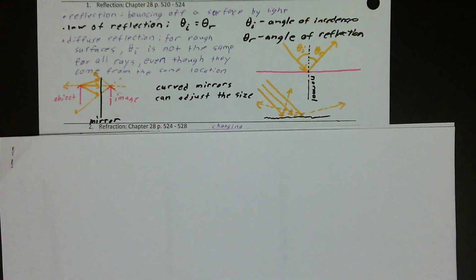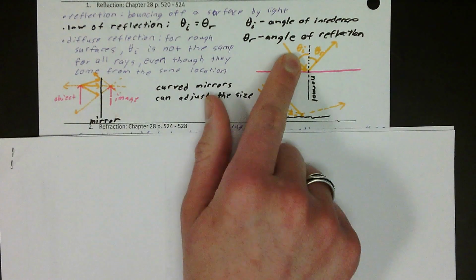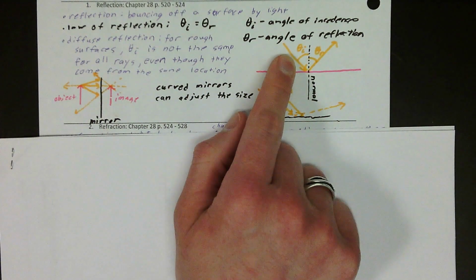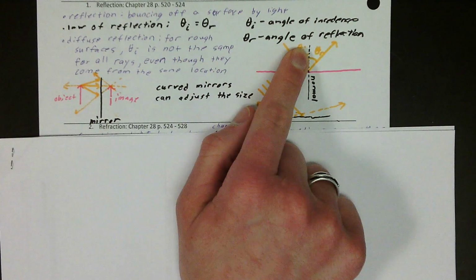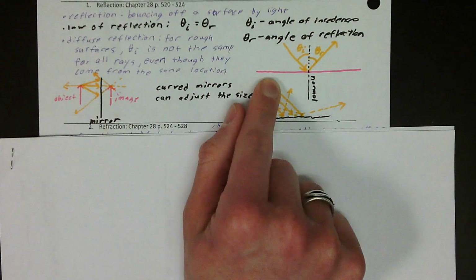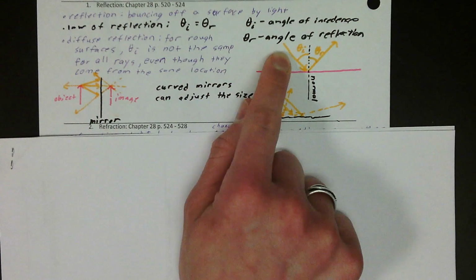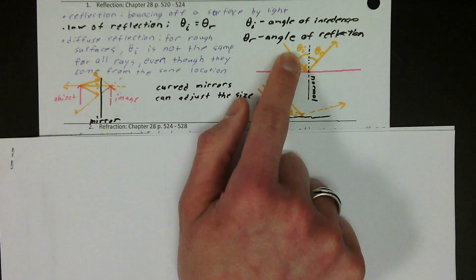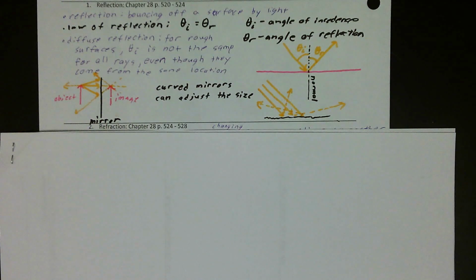This is something that confuses people. It's the angle between the incident ray and the normal line, not the incident ray and the surface. It's not this angle, it's this angle. If you're wondering what a normal line is, it's a line perpendicular to the surface. Normal means perpendicular to the surface. It's just a math term. So the incident and the reflected light are always at equal angles to the normal line.